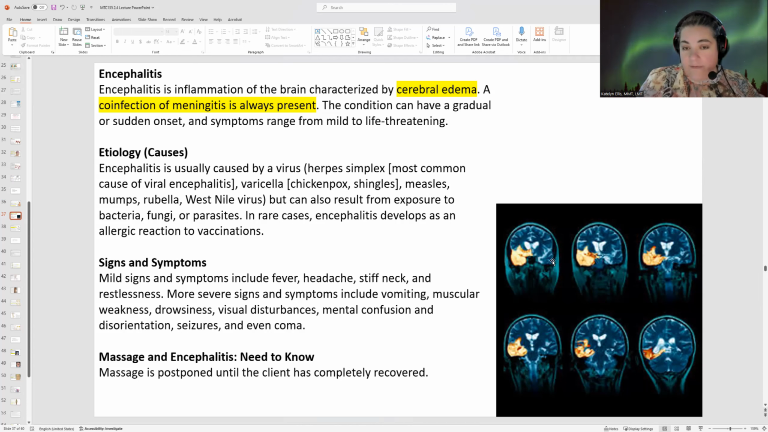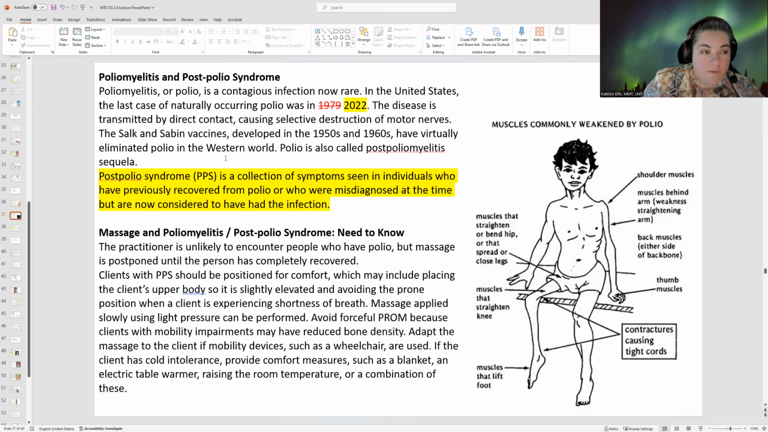Encephalitis can be gradual or have a very sudden onset, and can be absolutely life-threatening. The mild signs and symptoms include fever, headache, stiff neck, and restlessness. All right. So, kind of like the flu, but then we've got that stiff neck from the meningitis. More severe signs include vomiting, muscular weakness, drowsiness, visual disturbances, mental confusion and disorientation, seizures, and even coma. Massage is clearly postponed until you have recovered from this.